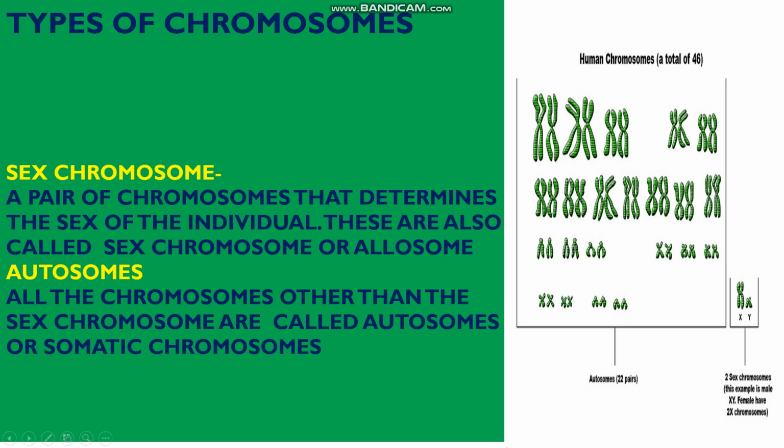So here you can see the picture of human karyotype. Altogether there are 46 chromosomes or 23 pairs. Of the 23 pairs of chromosomes, 22 pairs are autosomes and one pair is a sex chromosome. So this is a karyotype of human male. The sex chromosomes are one X chromosome and a Y chromosome. In the case of human female, the sex chromosomes are two X chromosomes. So this is a pair of sex chromosomes and all these chromosomes are called autosomes.